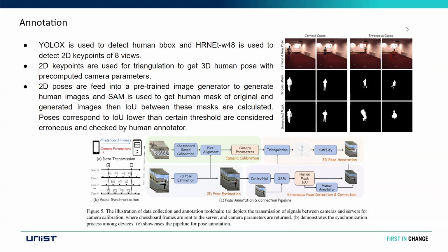There are some examples, but it's hard to see. But anyway, this one is a correct case. The original mask and generated mask are matching, as you can see here. But here we have problems. This is the original mask, but the generated mask is bad. This implies that certain poses do not exist in the image, so they are erroneous. Those are checked by the human annotator, only those poses. So these are some examples shown here.